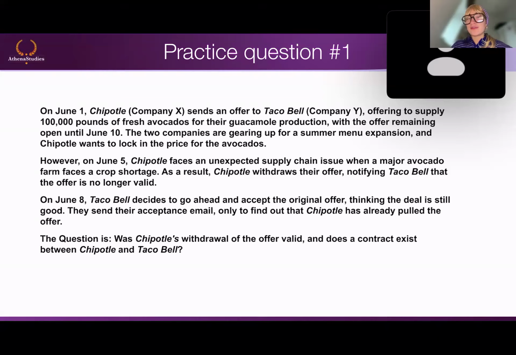And I want you to think of it from two jurisdictions' perspectives. First, do the German law and then do the English law. So under German law, assess whether Chipotle has the right of withdrawal and whether there was a contract in this case. And then under English law, do the same. Can Chipotle withdraw the offer under English law? And in this case, was there an offer in the first place?